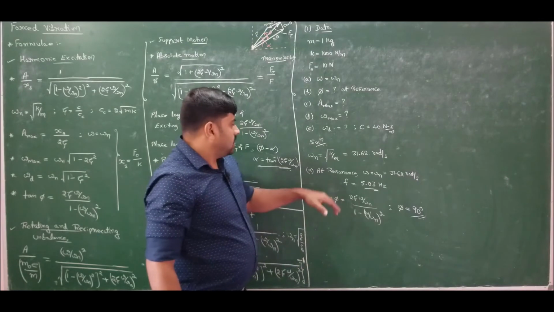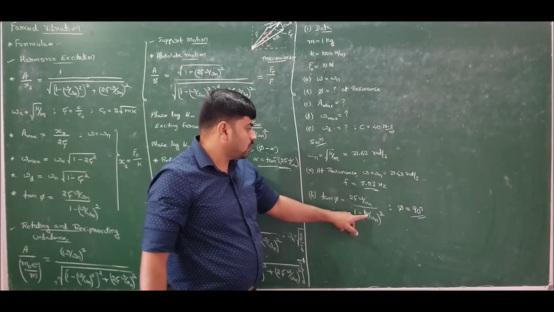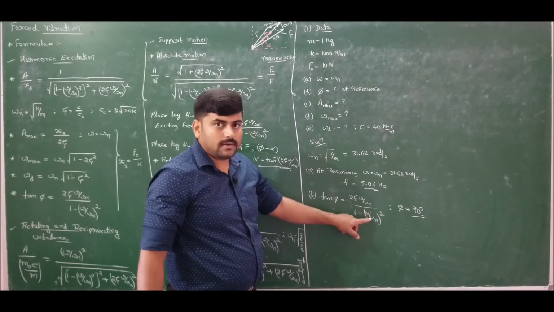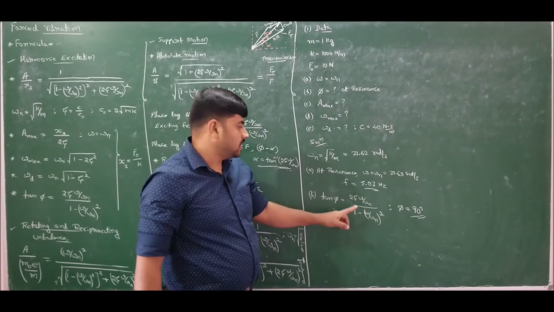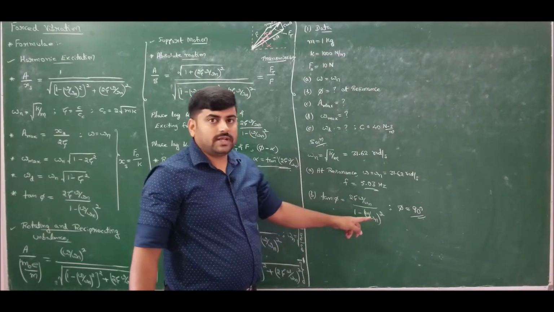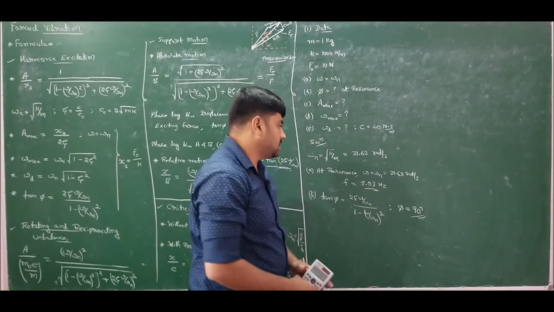Hope you understood. At resonance, omega is equal to omega n. So if I substitute omega is equal to omega n, this will become 1. 1 minus 1 is 0. Anything divided by 0 is infinity. Phi is equal to tan inverse of infinity. So tan 90 is infinity. Hence phi is 90 degrees.